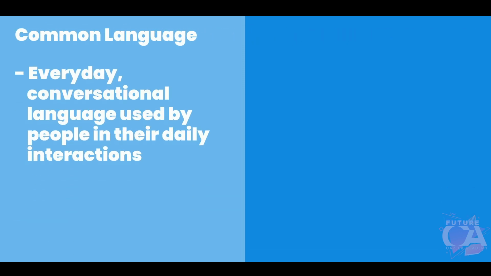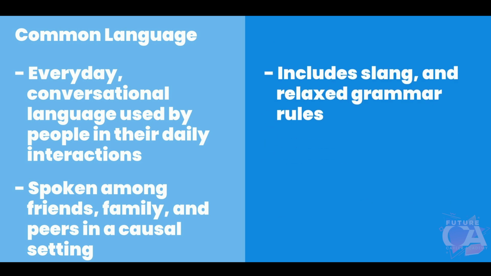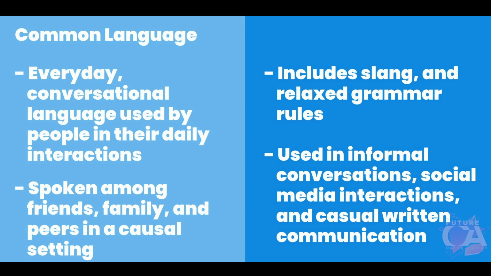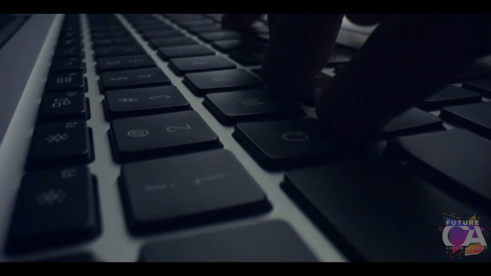Common language refers to the everyday, conversational language used by people in their daily interactions. It's typically spoken among friends, family, and peers in a casual setting. It often includes slang and relaxed grammar rules and is used in informal conversations, social media interactions, and casual written communication. How about some examples of professional language and common talk?